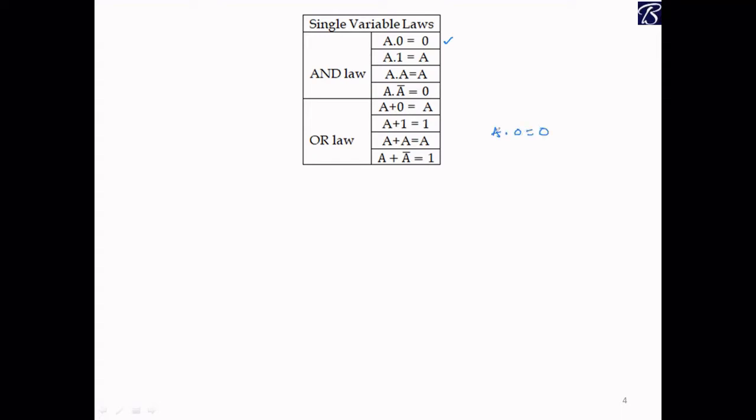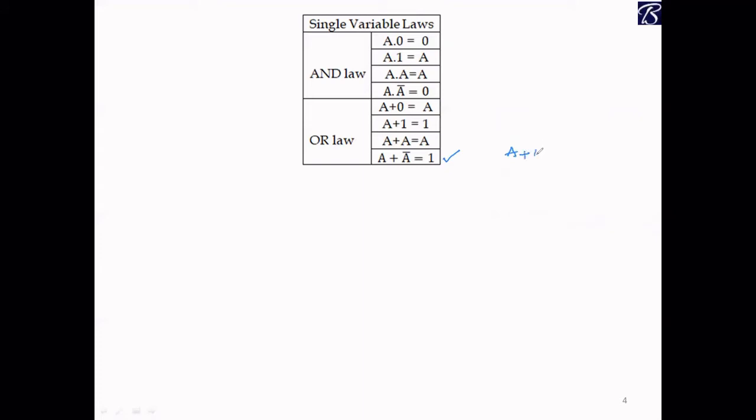Now let us take a single variable law and try to prove A into 0 equal to 0. So let us take A here, let us say Y equal to A into 0. The combinations are 0, 1. Now A into 0: if A equal to 0, 0 into 0, what is the identity we have? 0. If A equal to 1, 1 into 0 becomes 0. So if A equal to 0 or 1, the output is 0 only. That's why A into 0 is 0.